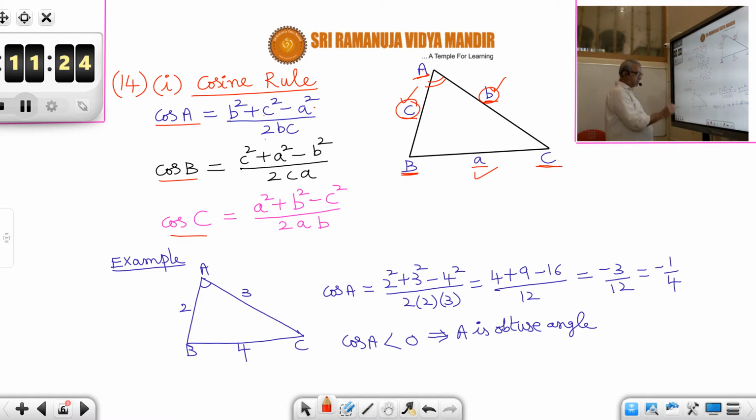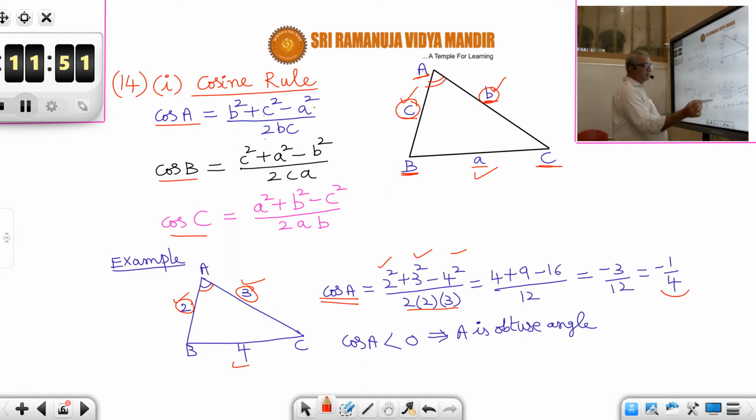For example, let us consider this triangle. 2, 3, 4 are the sides. I want to find cos A. What is the formula? Cos A is 2 square plus 3 square minus 4 square by 2 into what? This 2 into 3, 2 into 2 into 3. So you can easily calculate, it is minus 1 by 4.